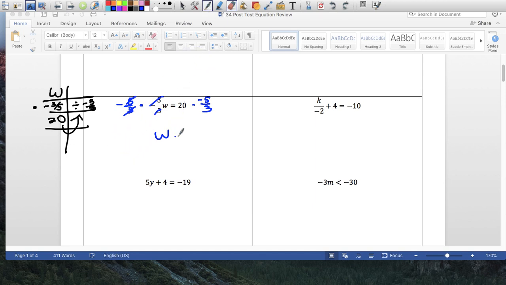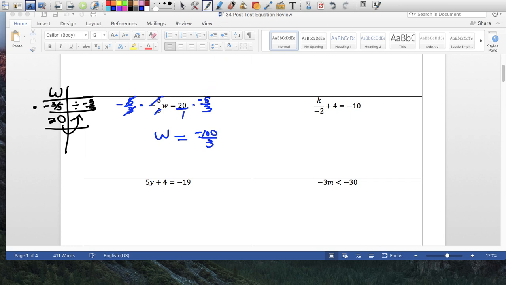I'm not even going to write that. So w equals, and on this side, 20, I'll put it over 1. And there's no simplifying, nothing can be simplified. 20 times negative 5 is negative 100 over 3. And I'm going to leave it like this instead of changing to a mixed number.